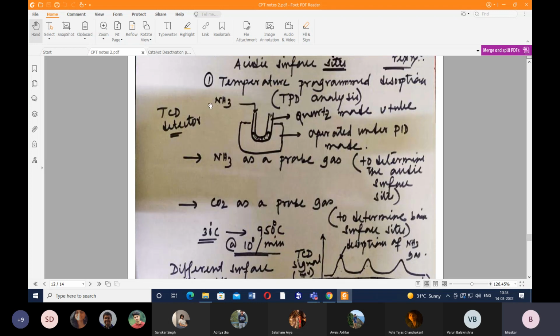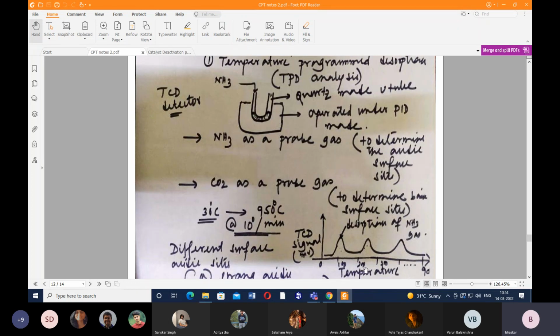Using ammonia as a TPD probe gas, first of all, we will perform the adsorption study. Adsorption will be performed at room temperature, that means at around 30 degrees Celsius. Let's consider our room temperature is 30 degrees Celsius. Now we'll allow desorption to take place. Adsorption followed by desorption. But desorption cannot take place at low temperature. So how do we record the desorption peaks? We'll record the desorption peaks as a function of temperature.